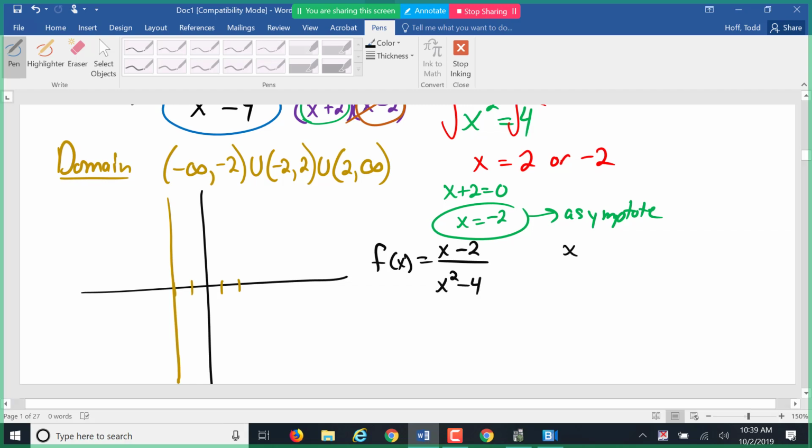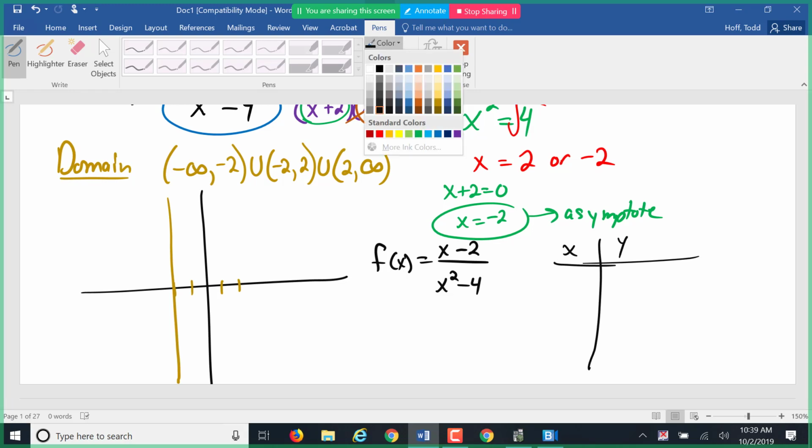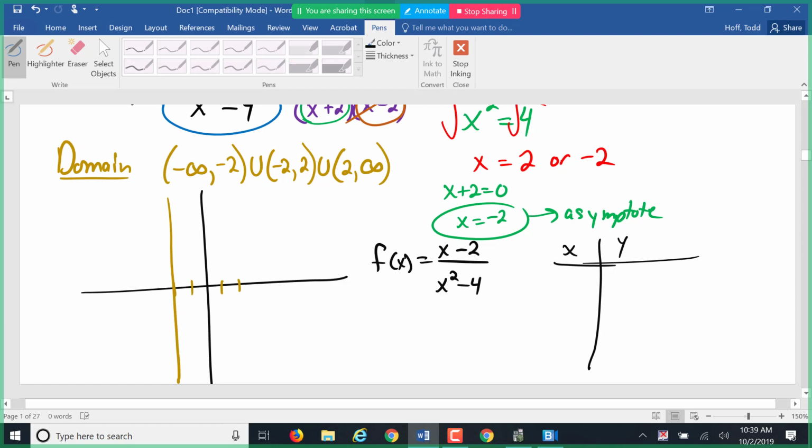If I make a table here for values of x to find y, if I put in x equals 0, let's see, -2 over -4 is a positive 1/2. So 0, 1/2 is somewhere in there. If I put in x equals 1, well, 1 minus 2 is a -1. 1 minus 4 is a -4, so I get 1/4 there.